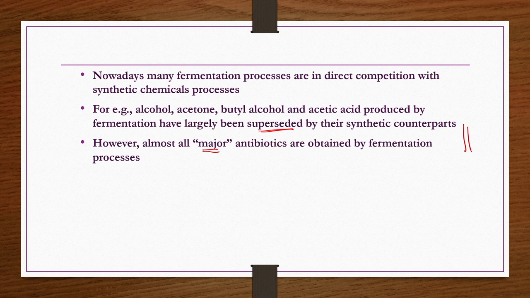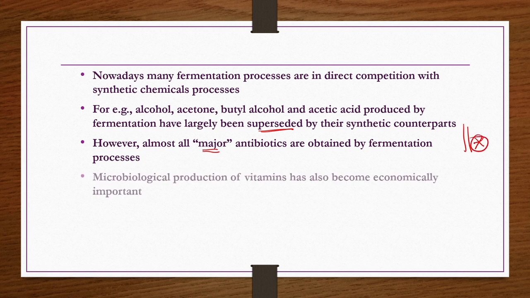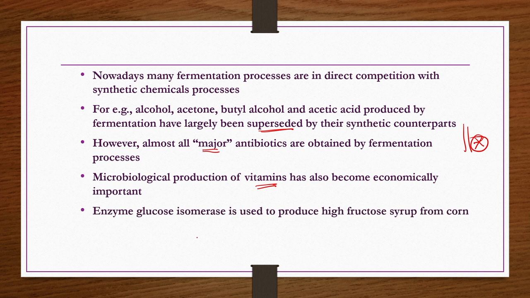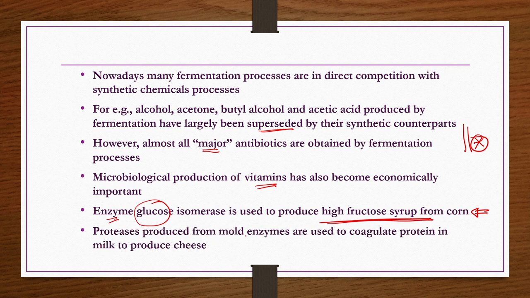So, there is the role of the fermentation industry. Microbiological production of vitamins like vitamin A, vitamin B2, vitamin B12, etc. has also become economically important because of such fermentation processes. In the previous week, we have seen that glucose has been converted to high fructose containing sugar syrups, using the glucose isomerase enzyme. That is also a fermentation process. And proteases produced from mold enzymes are used to coagulate protein in milk and to produce cheese.